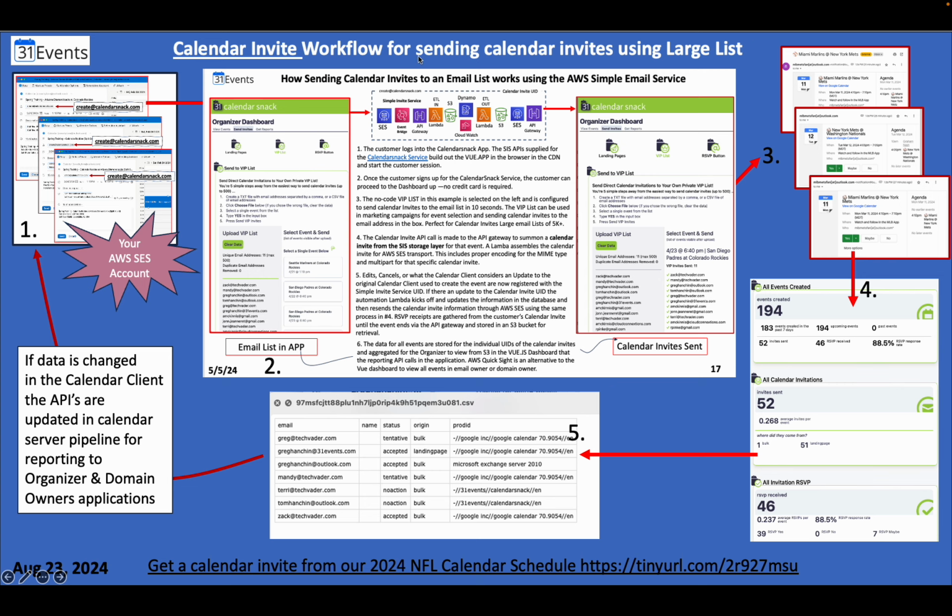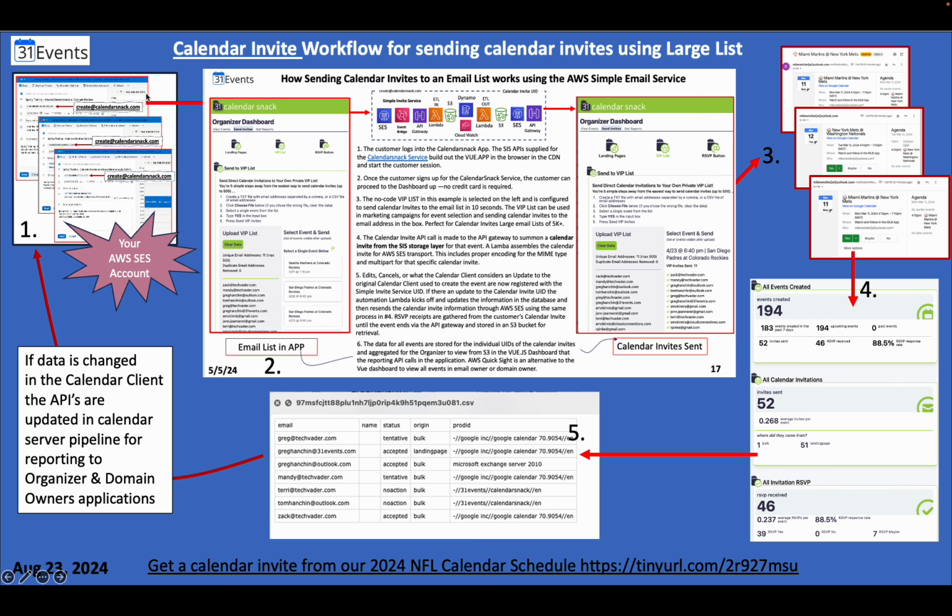This is installed in your account. It's a simple serverless stack. And then your dashboard will be right here. In this example, we're sending out bulk calendar invitations to a registered list. Those people actually receive the calendar invite. We track it in the dashboard here. And then you'll see down here in step 5 that the status of tentative, accepted, or no action is maintained here in the detailed dashboard.